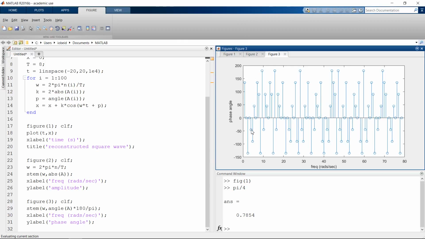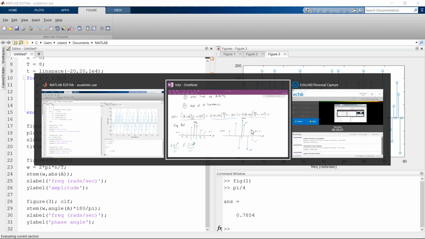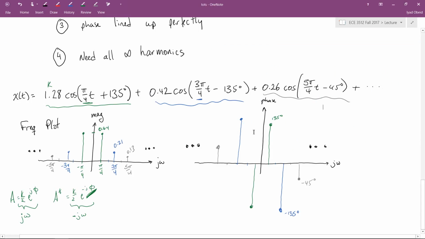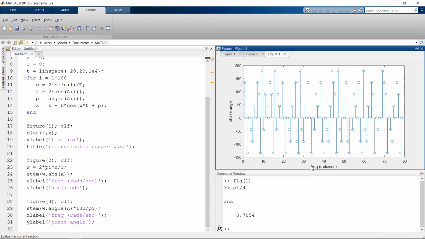But the real thing I'm unhappy about is that it's often very helpful to see the two plots side by side. So you can see here where I drew them, I had the magnitude plot on the left and the phase plot on the right, and so on. So I want that here.